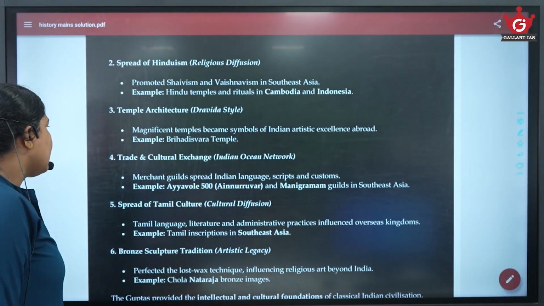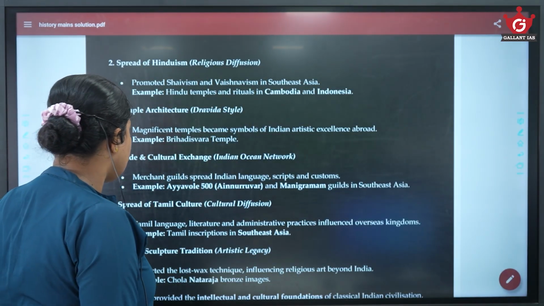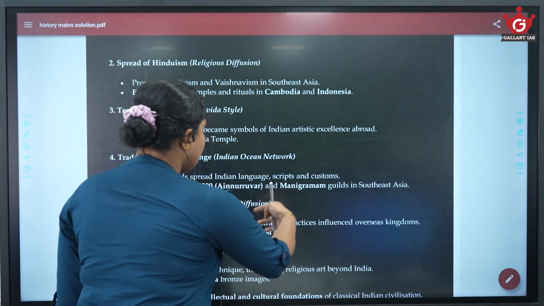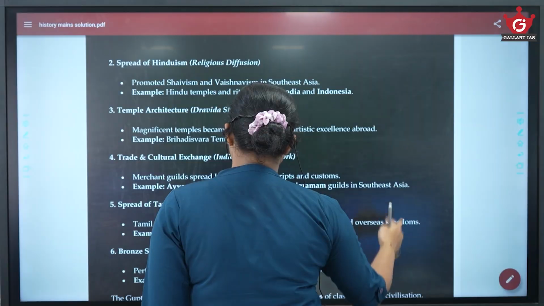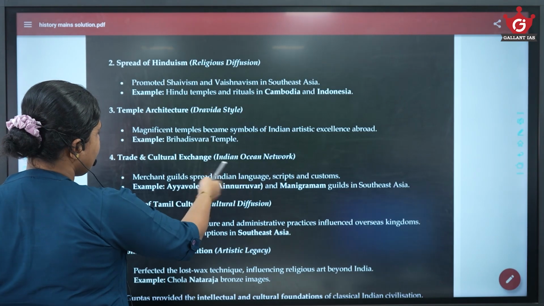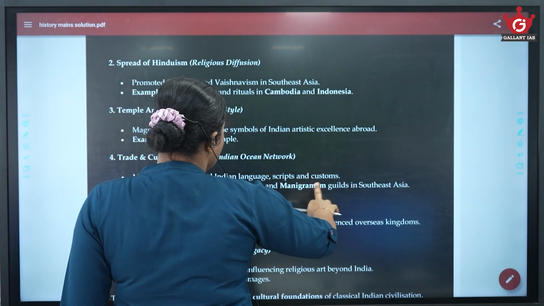Next is trade and cultural heritage, the Indian Ocean network. You can talk about the merchant guilds. You can mention Manigramam. Manigramam guild is very famous. Then Ayyavole 500. If you're not able to remember this name, just go for Manigramam.